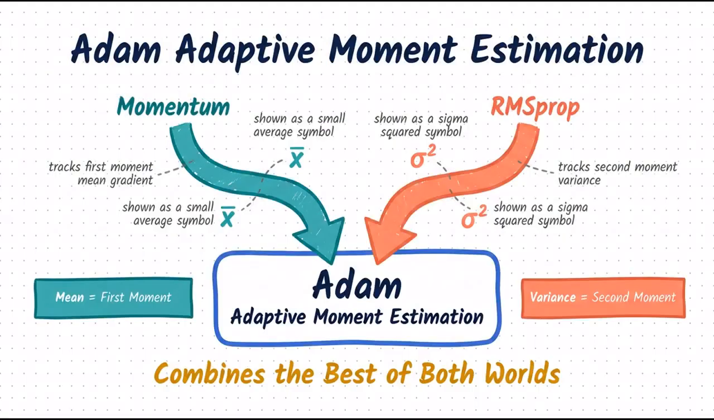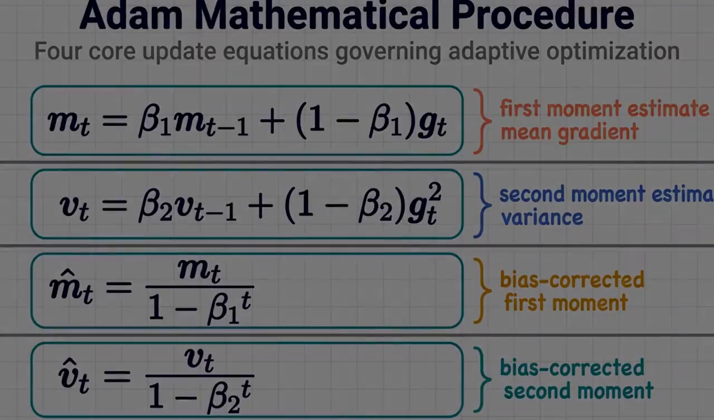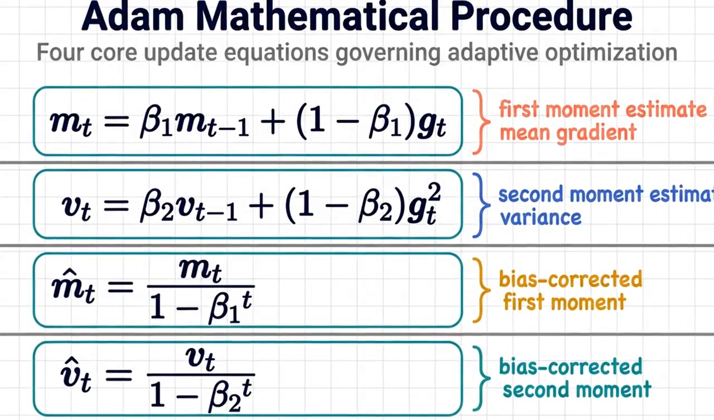Adam, or adaptive moment estimation, combines momentum and RMSprop. It tracks both the first moment, which is the mean gradient, and the second moment, which is the variance. The following equations define the mathematical procedure for Adam.